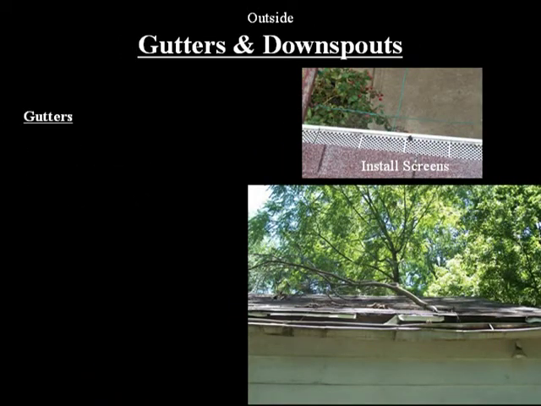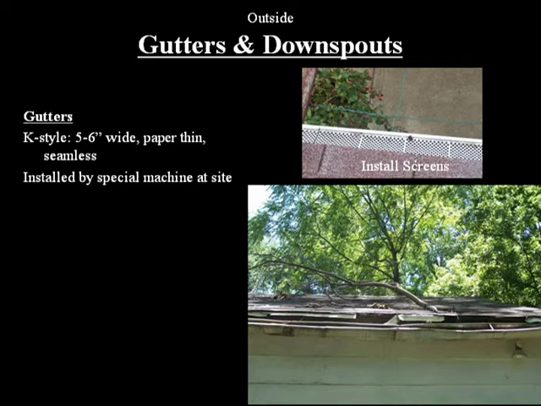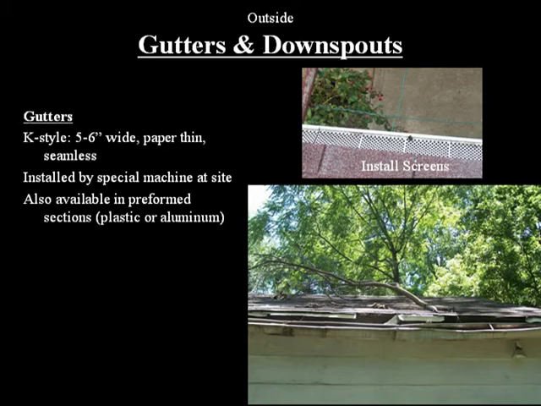The most common style of guttering we see is called K-style. It's typically 5 to 6 inches wide. K-style guttering is very thin, seamless guttering, installed by a special machine, usually right on the home site. It is also available in pre-formed 10 and 20-foot sections made from plastic or aluminum.